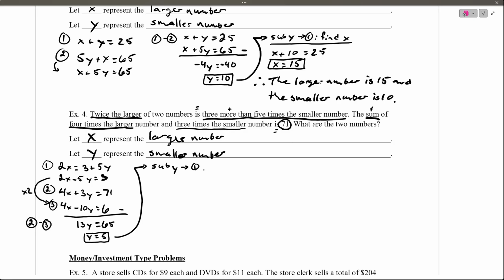And our goal is to find x, since we already have y. So wherever we see a y, we're going to put a 5. So we have 2x is equal to 3.